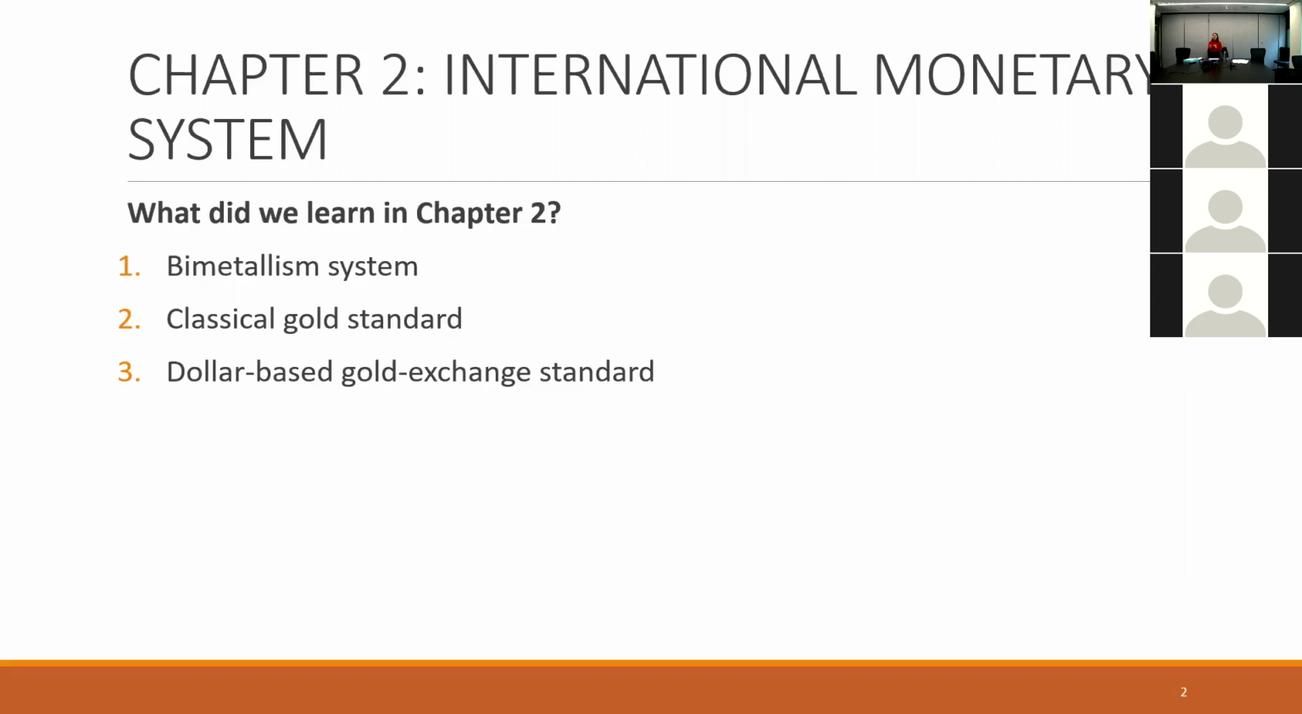So after the classical gold standard collapsed, people came up with an exchange regime called the gold exchange standard, where instead of pegging your currency against the gold, now they only peg the USD against the gold, right? So the only currency that is pegged against the gold is the USD, and I think it was pegged at a price of $35 US, right? So the other currencies would be pegged against the USD.